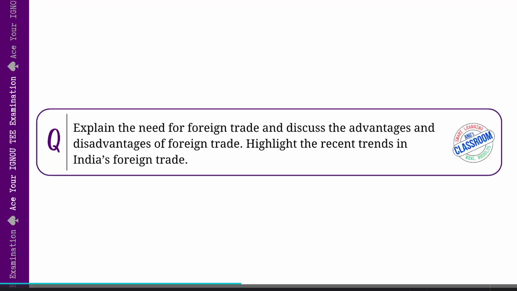Now, coming to the advantages. First, yes, you get access to resources and technologies that you cannot produce locally. Second, economies of scale. It makes production cheaper and more efficient. Third, it increases variety for customers or consumers. Think about how we enjoy Italian pasta, Korean electronics, or Swiss watches, right? Fourth, it creates jobs and it drives economic growth as well, especially in the export oriented industries. And fifth, foreign trade often accelerates technological advancement by sharing ideas across borders.